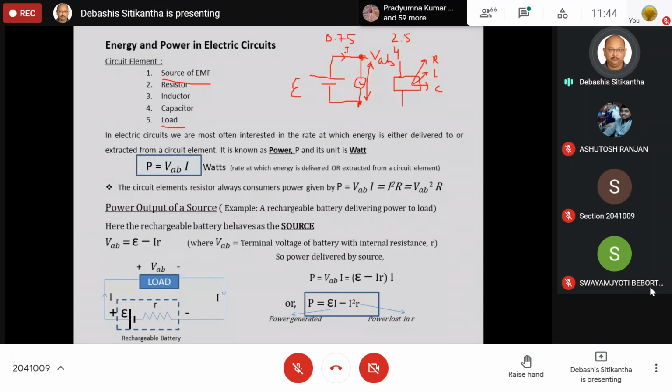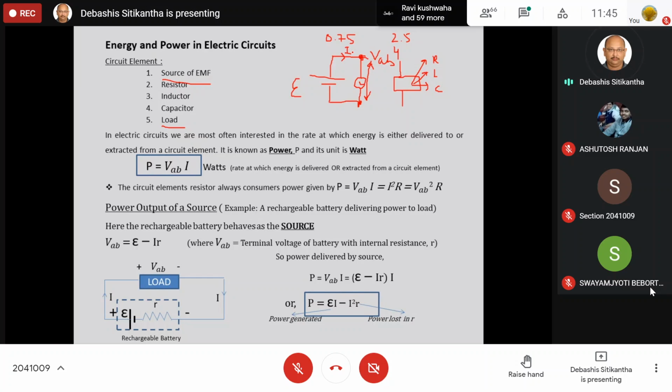Now in this case, the power that is consumed by the load is actually given by VAB into I, not E into I. E into I is the power that is given out by this ideal voltage source, whereas VAB into I is the power that is consumed by the load. Please be very careful regarding this.